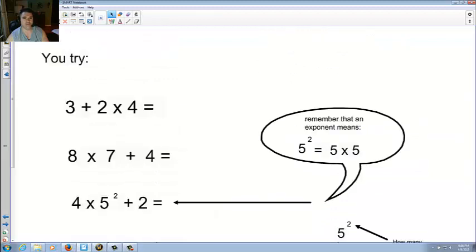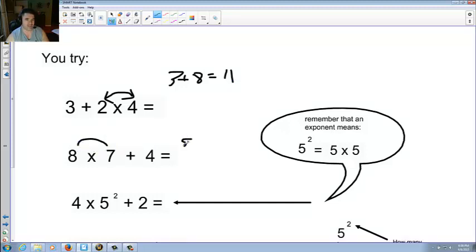No, I'll do it with you. So what we'll do is, this is level 4, this is level 3, so this goes first. 2 times 4 is 8, so you have 3 plus 8, which equals 11. Here, multiply comes before plus, so 8 times 7 is 56, plus 4 is 60.